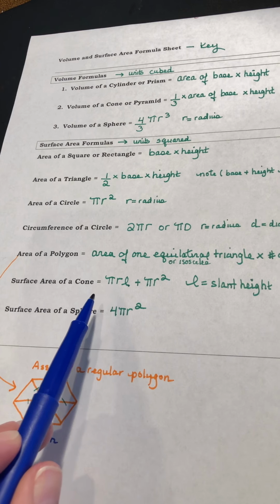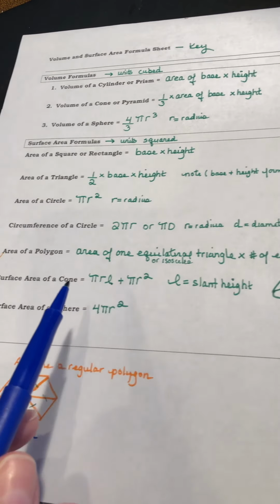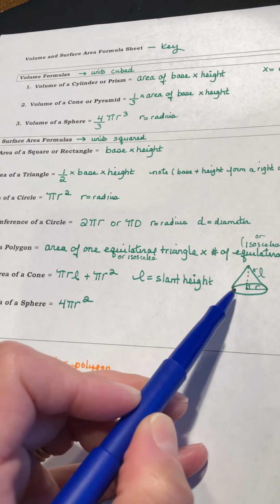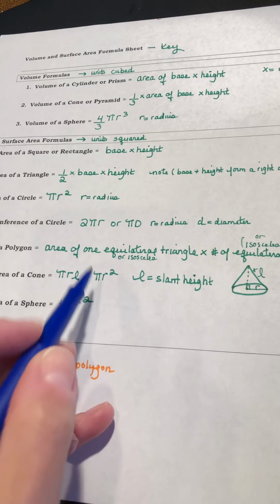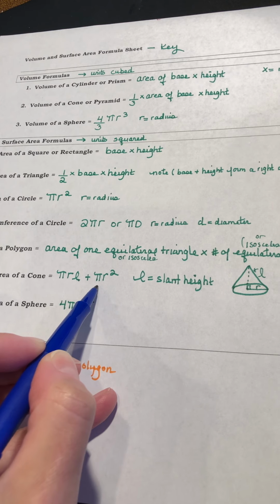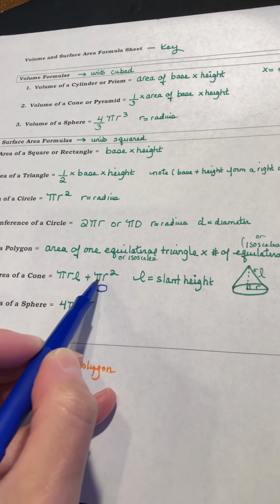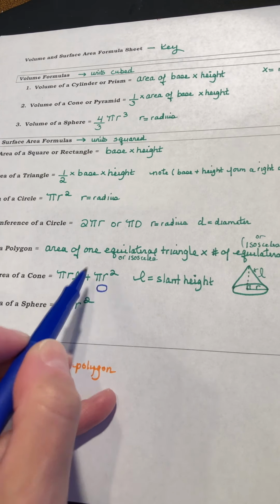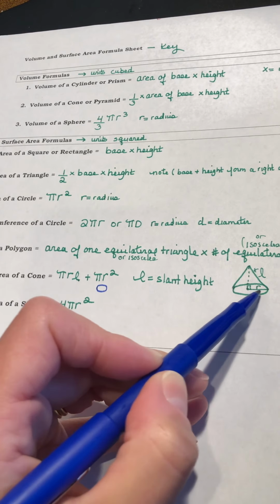Okay, surface area of a cone. You saw in the PowerPoint slide that the cone decomposes into something weird. On a cone, you can see that the bottom part is a circle. So the circle formula is pi r squared. That makes sense. But you have to add to that this weird thing on the top.